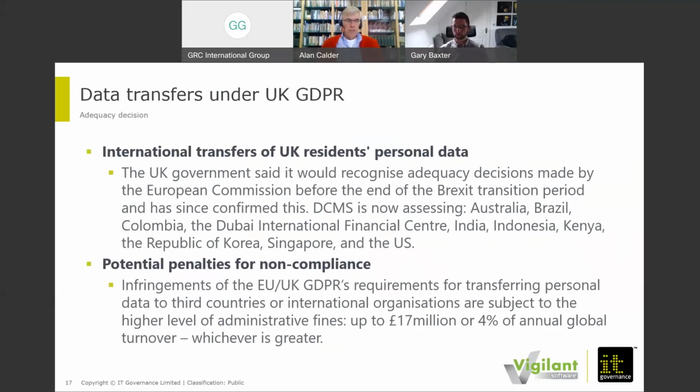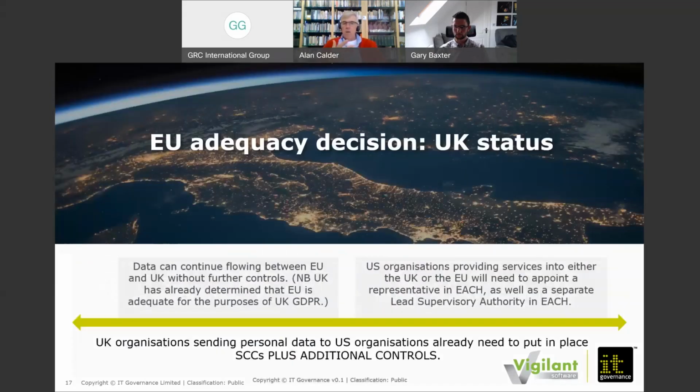And this is important because the potential penalties for non-compliance in the UK are up to £17 million or 4% of global turnover, whichever is greater. And you can find yourself, as organizations did when the Privacy Shield was invalidated, operating what appeared to be a legal transfer of data one day, and then it was illegal the next day. So you had to scramble to put in place a process that was legal. So the EU adequacy decision means a lot for organizations who are transferring data between the UK and the EU, but it doesn't mean very much for organizations transferring data between the UK and the US or other third countries.